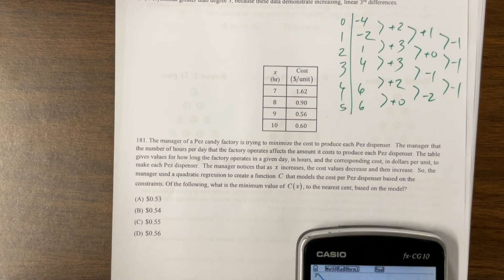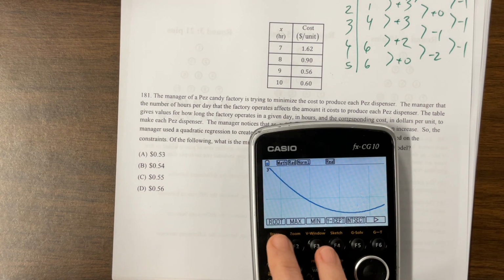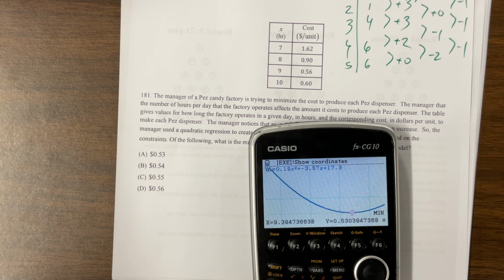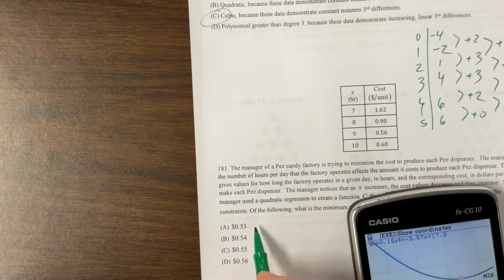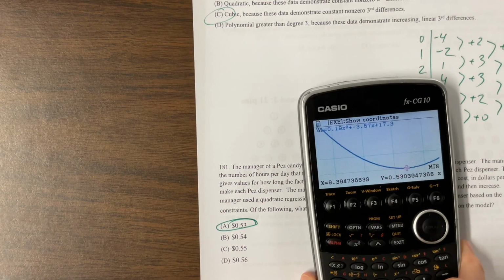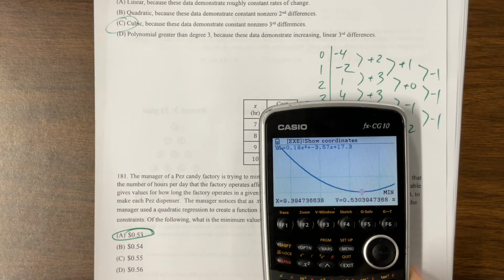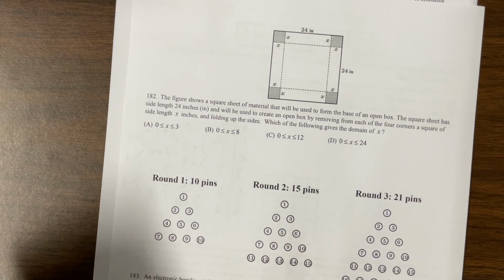Which of the following is the minimum based on the model? So I can do G solve minimum. And at this time, it's about 5.3. So, 5.30, which appears to be 53 cents. Hopefully you could see that. I wasn't really watching to see what you could see. My apologies. Okay.